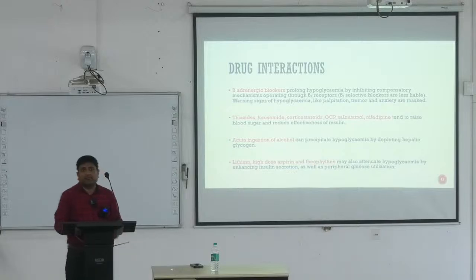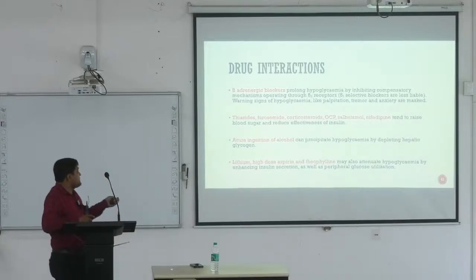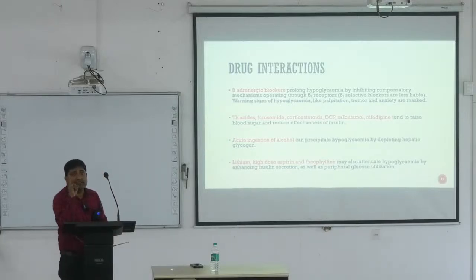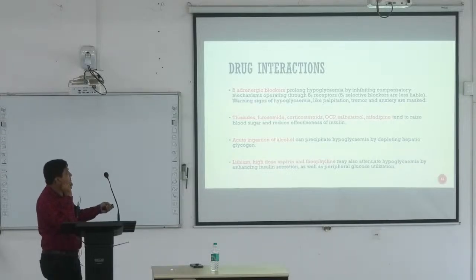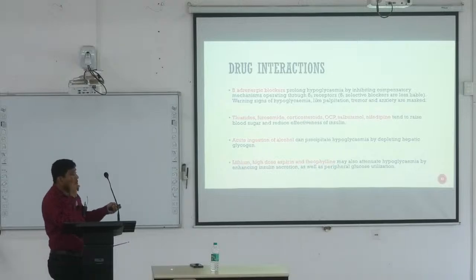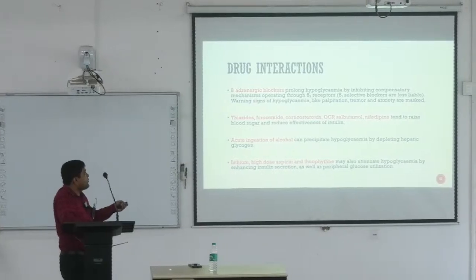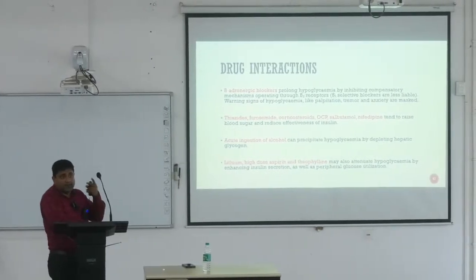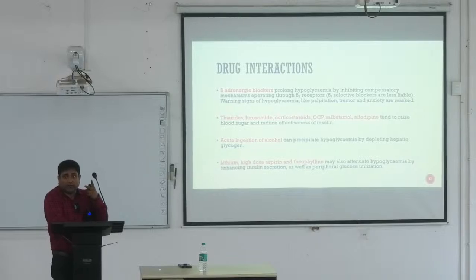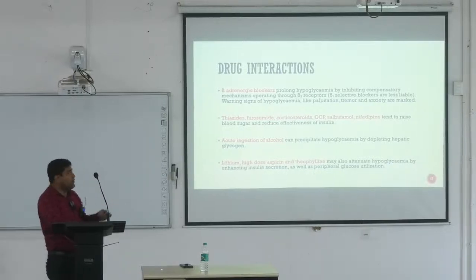Now, drug interactions. Number one, beta blockers. Two interactions are there. Number one, they mask the hypoglycemic symptoms of insulin, so that severe hypoglycemia may occur. Number two, they prolong the hypoglycemia by inhibiting the compensatory mechanism operating through the beta 2 system. These are the two interactions of beta blockers with insulin.